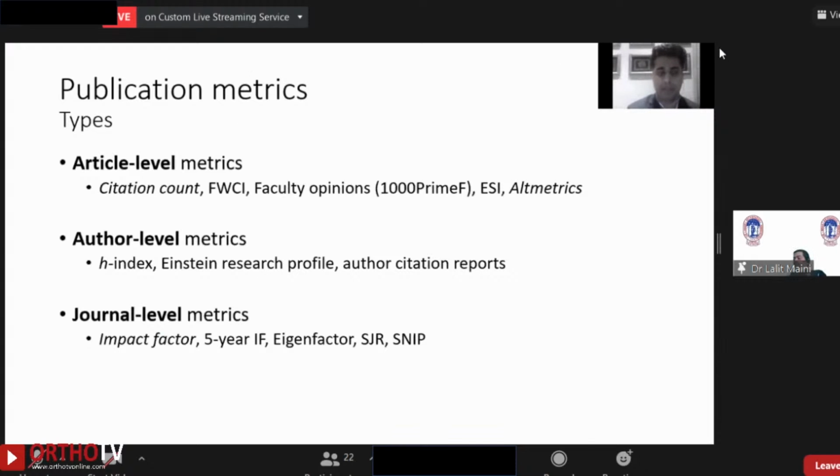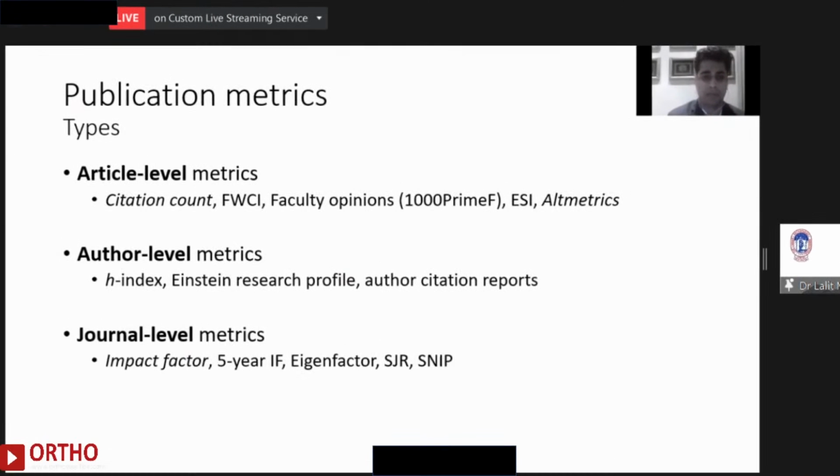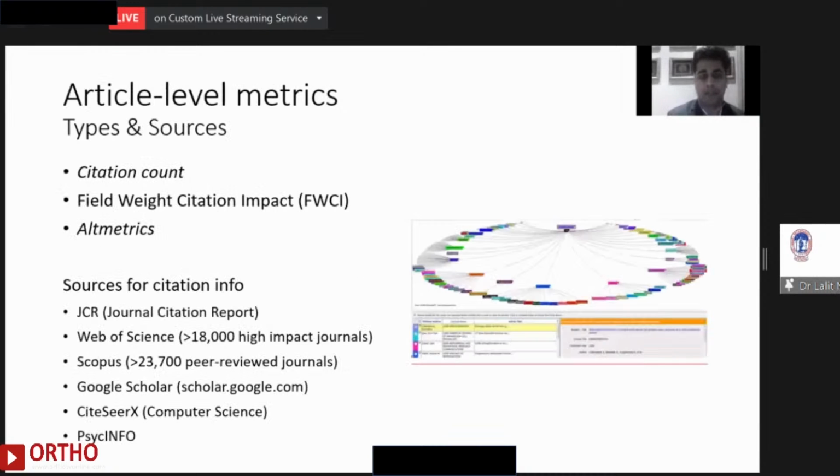So you have different types of metrics. There's article level metrics, and I mentioned citation count is one of them. You also have field-weighted citation index, and you have faculty opinions which are used in the past, but now most of them are shifting towards altmetrics. And you have author level metrics, which is the H index, which is used most commonly. Then you have the Einstein research profile, and also citation reports. And then the journal level metrics, which is really the journal, how good is it being assessed in terms of the people who want to read it or who want to send their article to. So you have impact factor, then you have five-year impact factors and eigenfactors and other such factors I'm going to talk about.